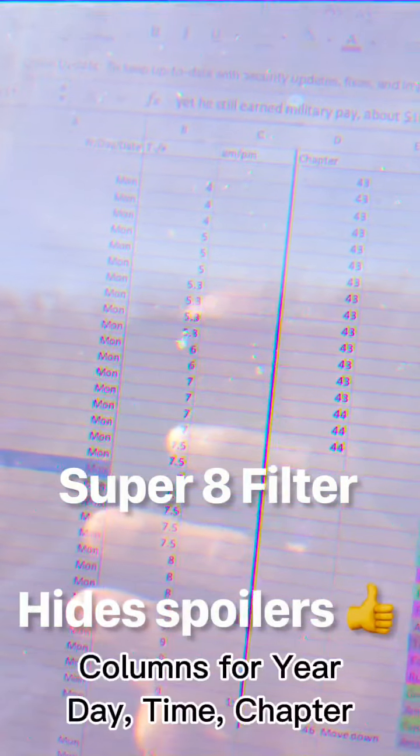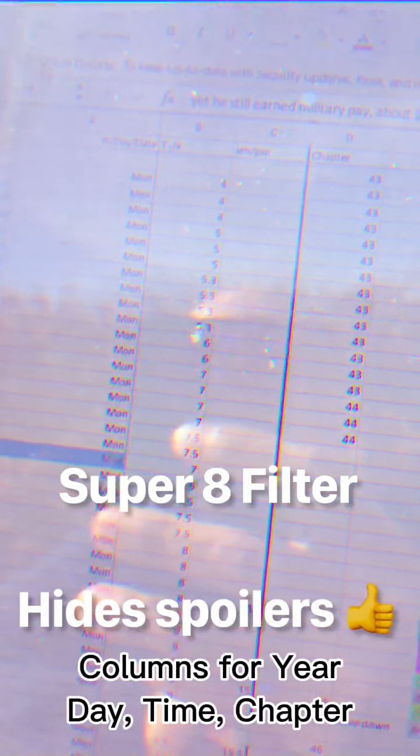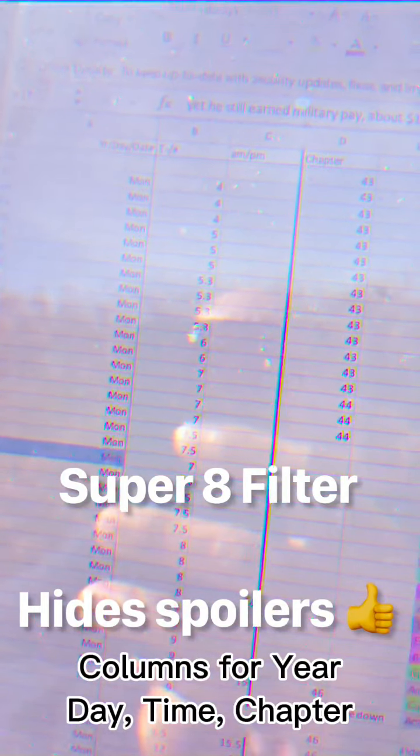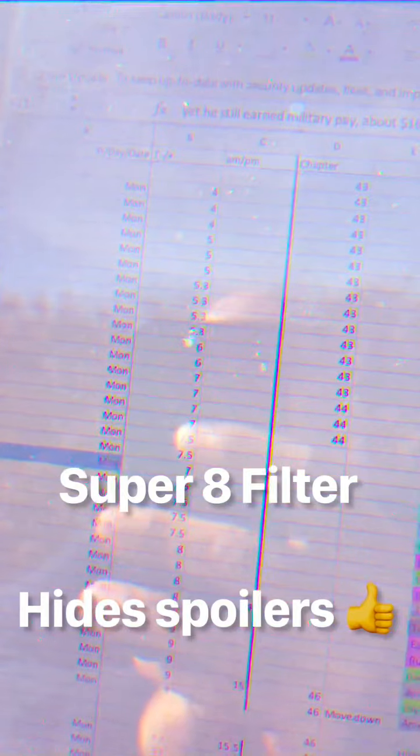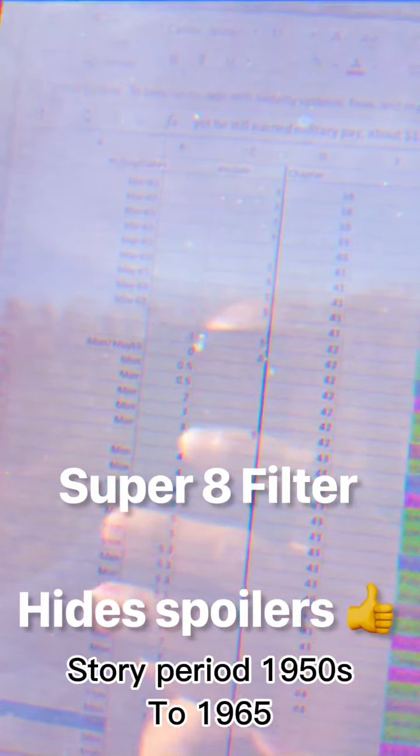So we have a column for the year and the date and the day as well. Some of these things happen late autumn, some of them on a specific day, and other things happen at a specific time of day, so you can see a column for that. The book moves from the 1950s all the way through to the mid-60s. And you've got your chapter number. Then the coloured column there is the scene description. I'll come back to that in a second.